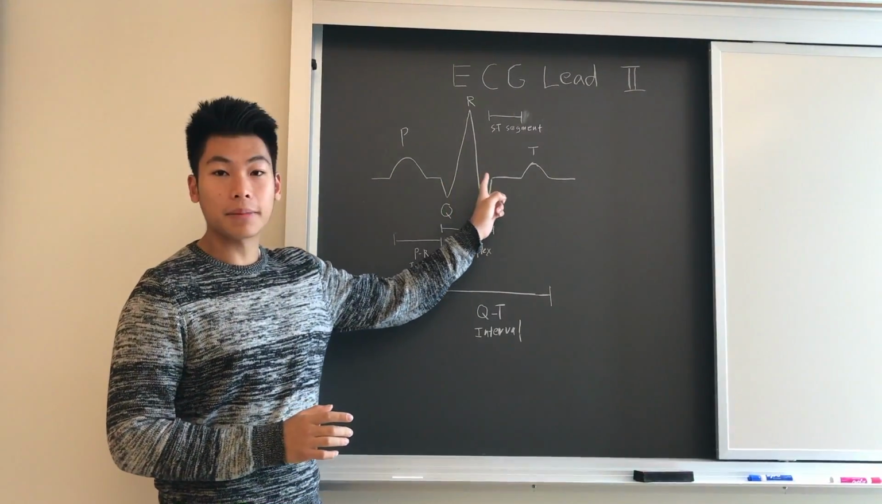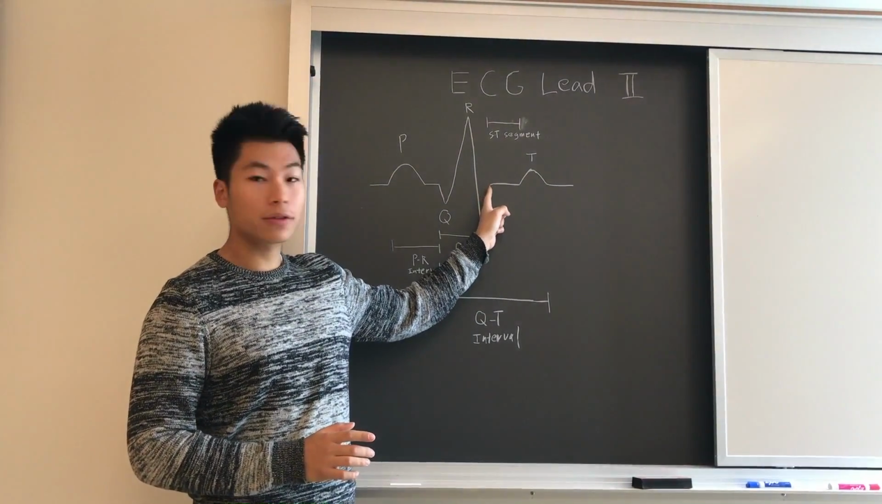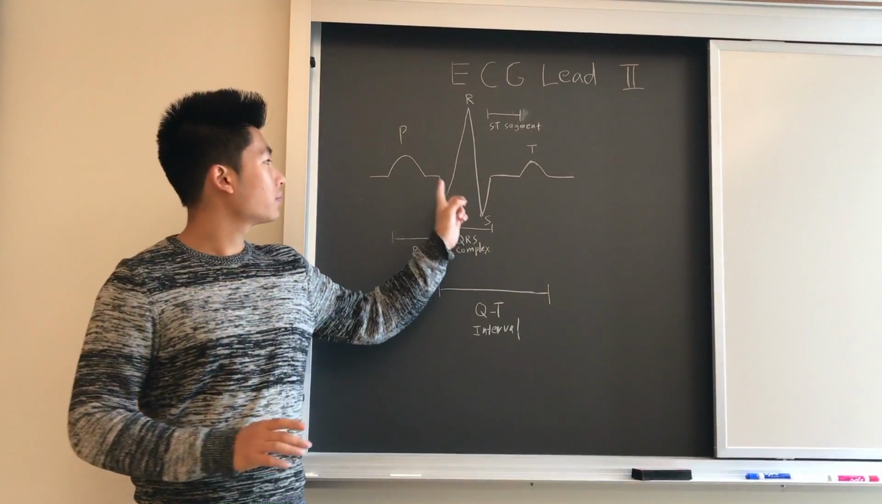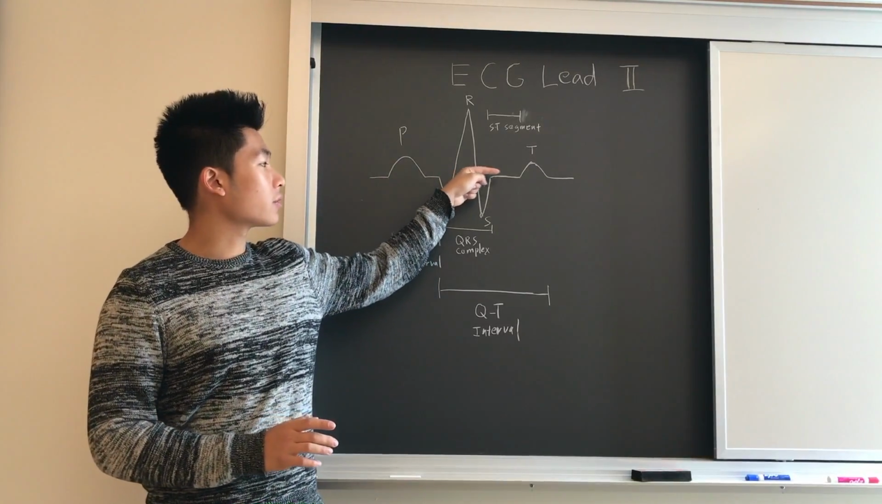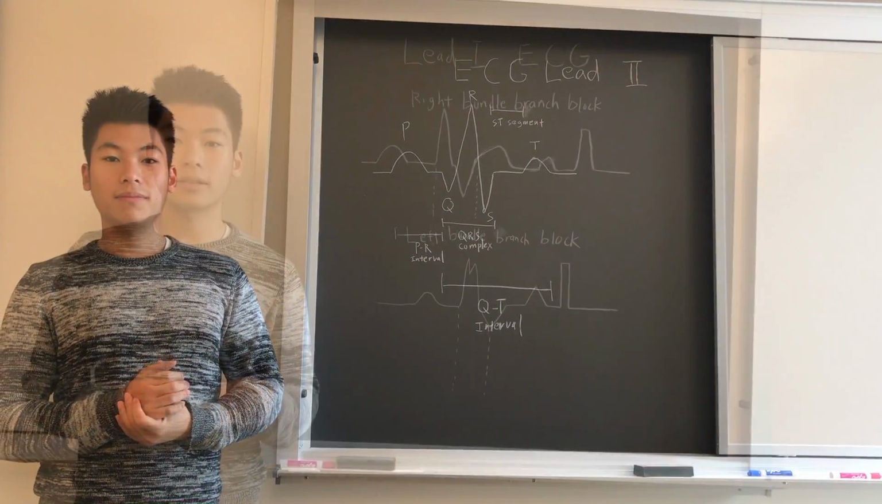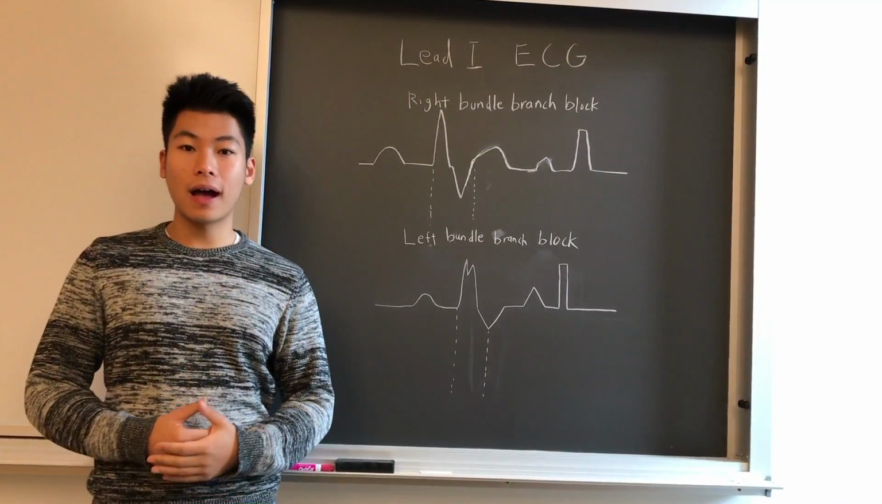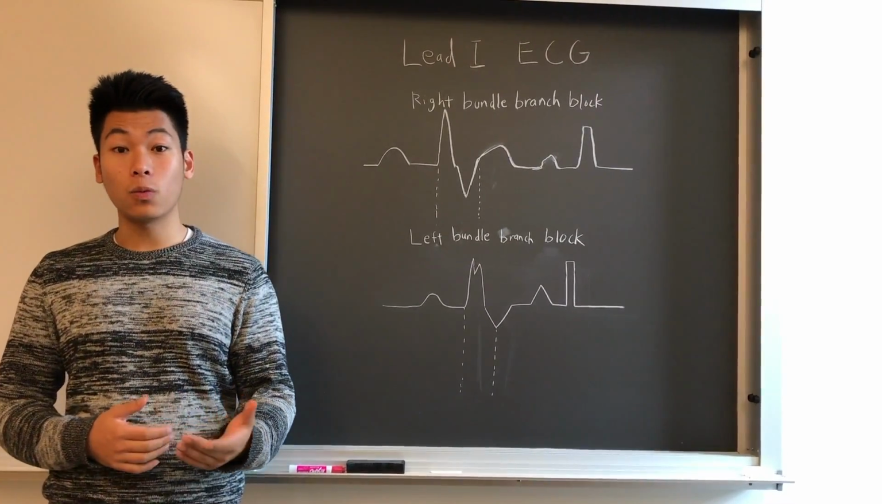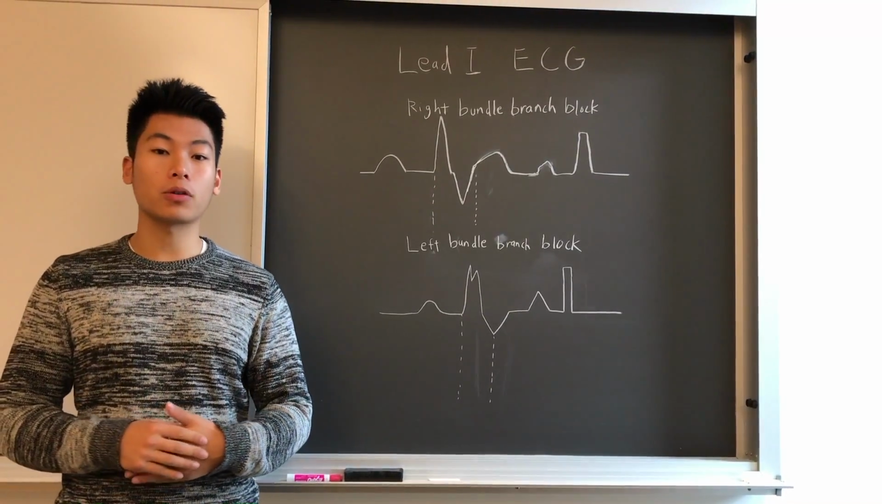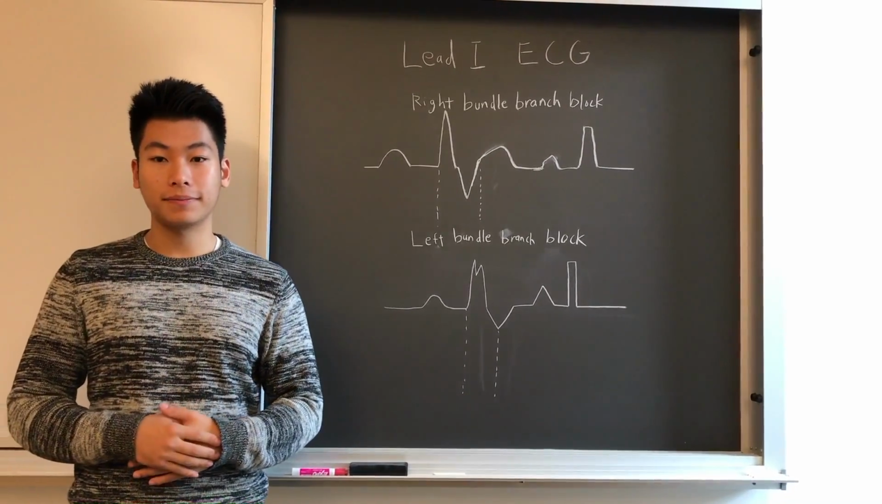The ST segment is the interval between ventricular depolarization and repolarization. Normally, there is no elevation or depression, so just a flat line. Now that we've gone over normal values for a normal ECG, let's look at a lead 1 ECG with BBB and compare the differences. These are general characteristics shared by both right bundle branch block and left bundle branch block.